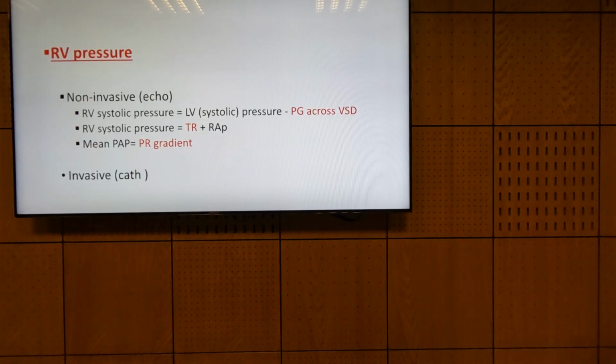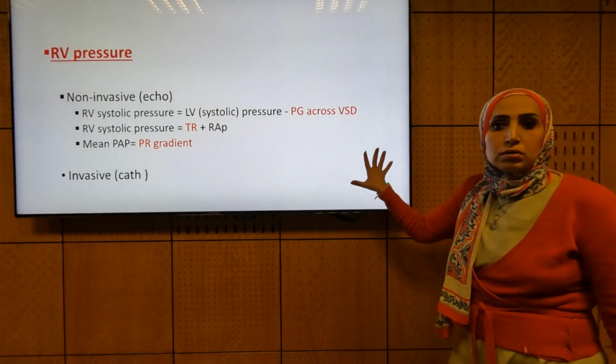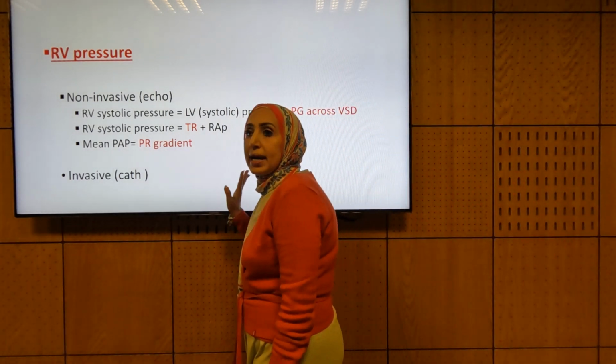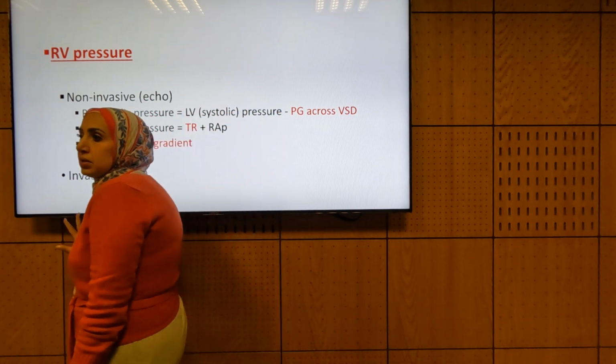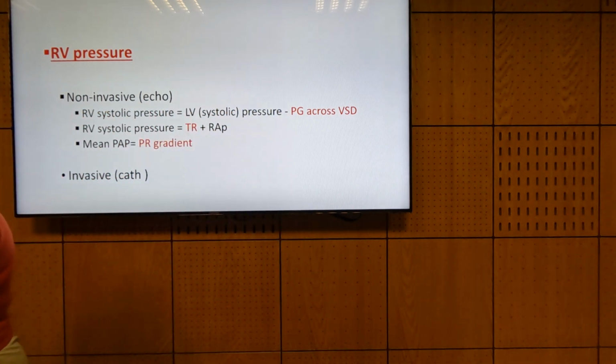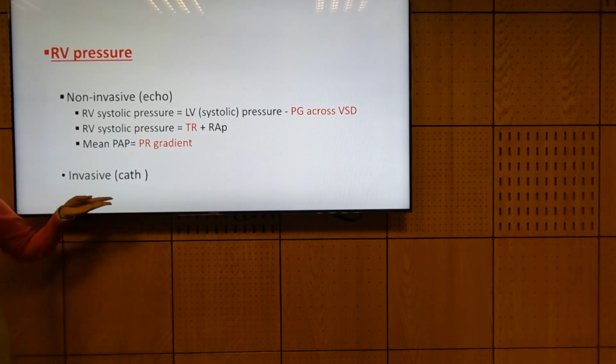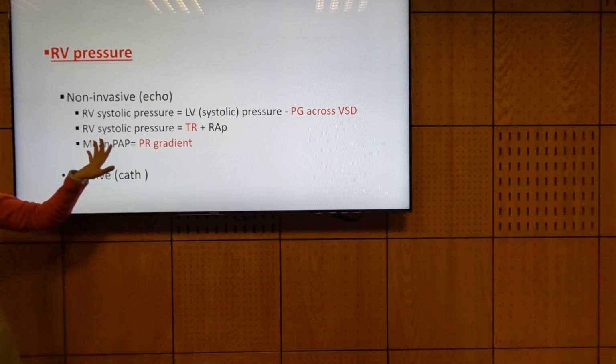To measure the RV pressure in clinical practice, we do it by echo. The most accurate way is to do it invasively, going to the cath lab and putting in a hemodynamic catheter to measure the pressure. But this is not the routine. This is in doubtful cases that we ask for the pressures. But in daily scenarios, we just go for the echo.